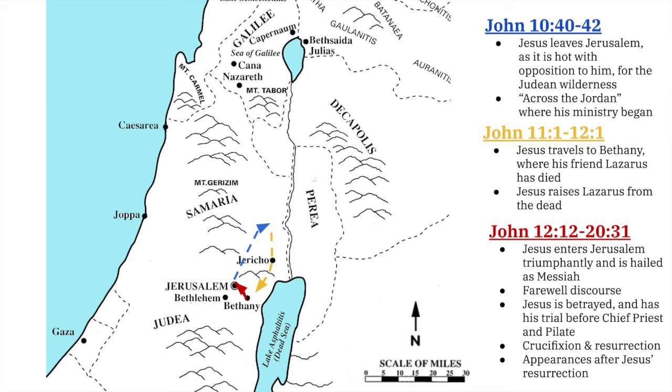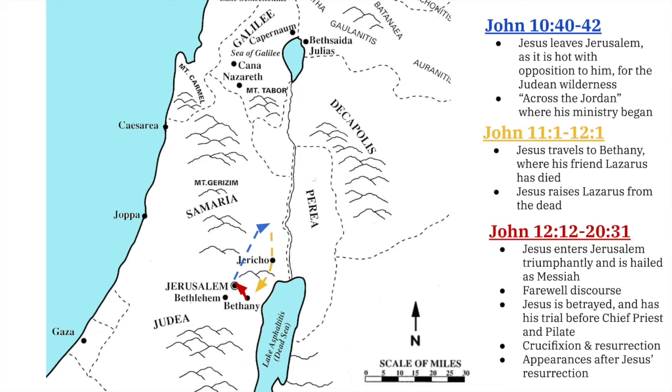Okay, so after he's done there, he travels down to Bethany, which is just a little ways away from Jerusalem, because his friend Lazarus has died, and Jesus raises him from the dead. Now, this is the turning point in the book of John, because this is where the Jewish leaders decide, hey, this guy just raised somebody from the dead, and if we don't do something to stop him, we're going to lose all of our power. And so they decide we're going to kill him.